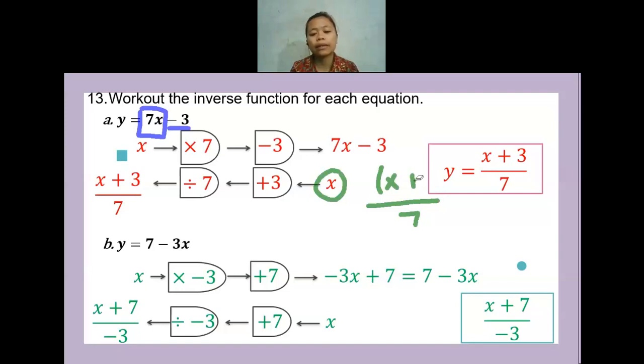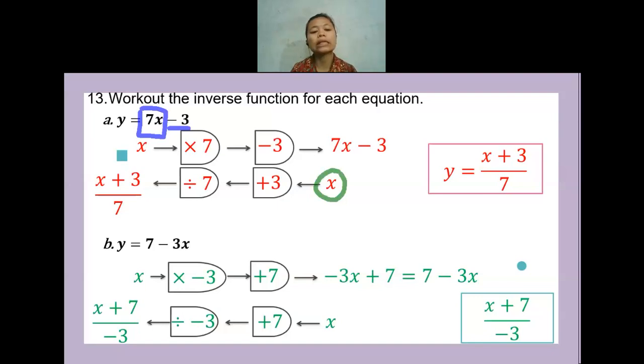question 13a. Is there anyone who is confused at question 13A, or maybe anything still confusing for you? No question? Okay. If you have no question, let us move to question 13B.